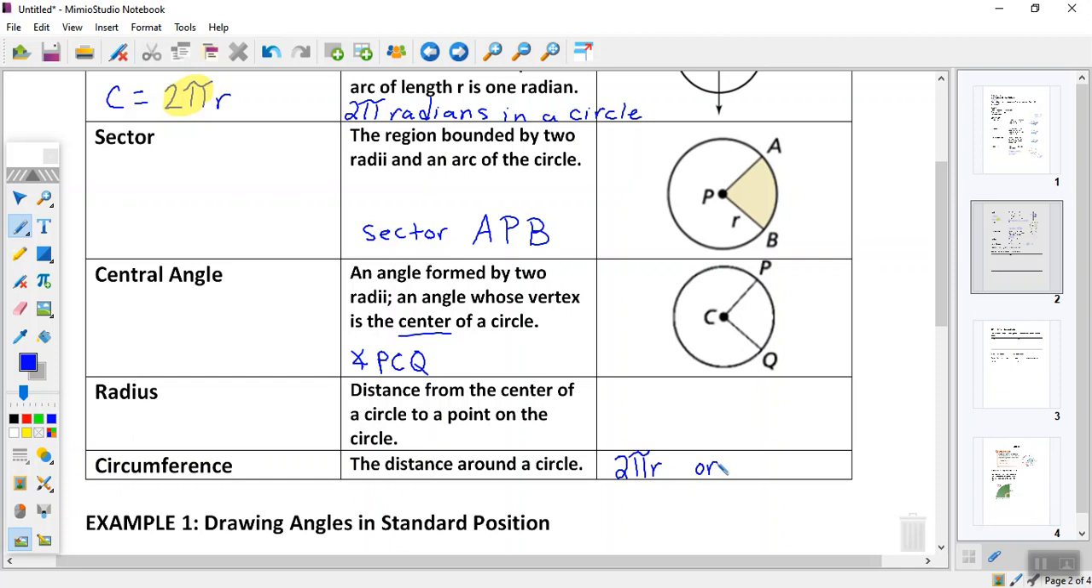Or, guys, 2 radii make up the what? The diameter. So your formulas for circumference are either 2 pi r, if you know the radius, or pi times diameter, if you know the diameter. All right? Now, guys, I know there's a lot of vocab there, and I went through it pretty quickly, but are you on board with me at this point? Yep. Questions on the vocab?